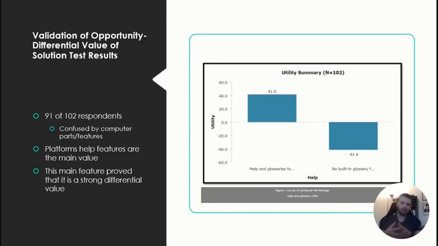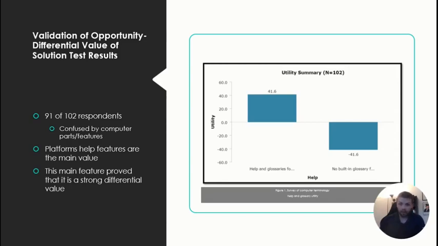So our next slide is the validation of opportunity, differential value of solution test results. Basically, we wanted to figure out what it was about our product that was most alluring to customers. Going into it, we thought that a customer might be interested in having the decision made for them. After all, what's easier than making no decision at all?